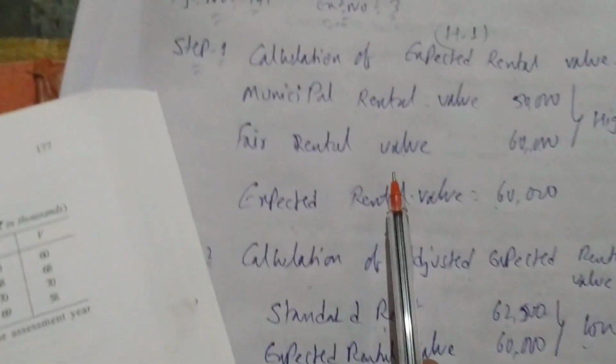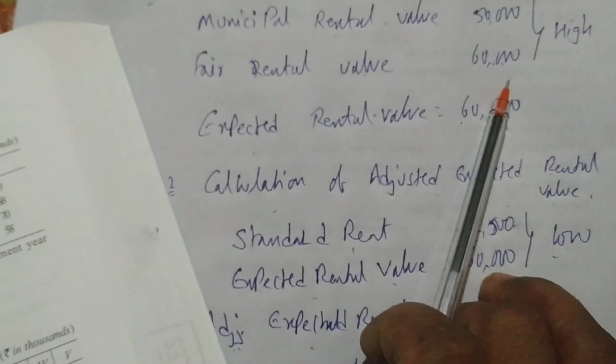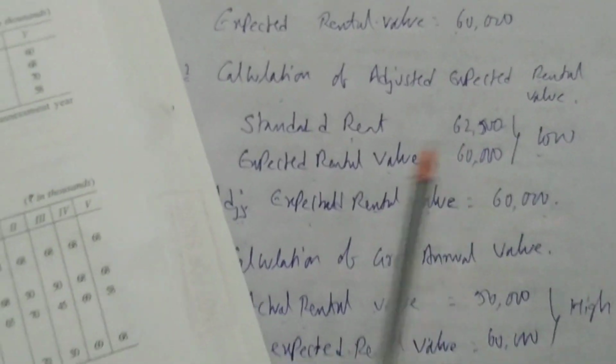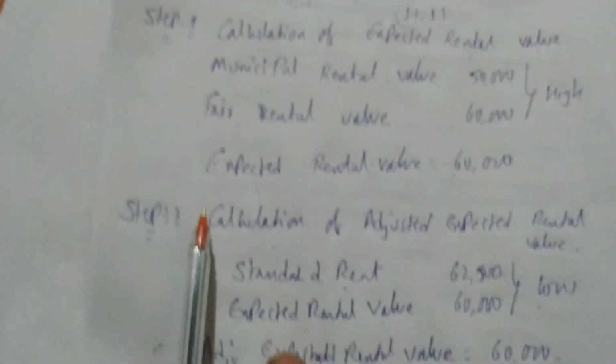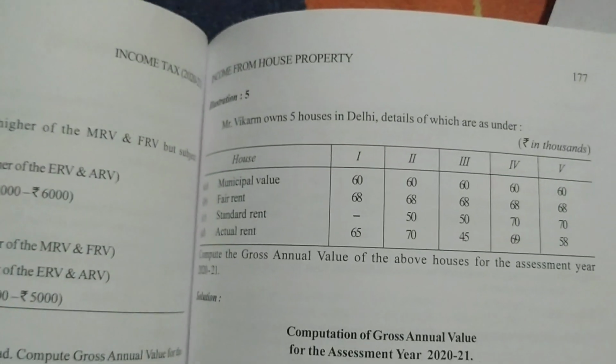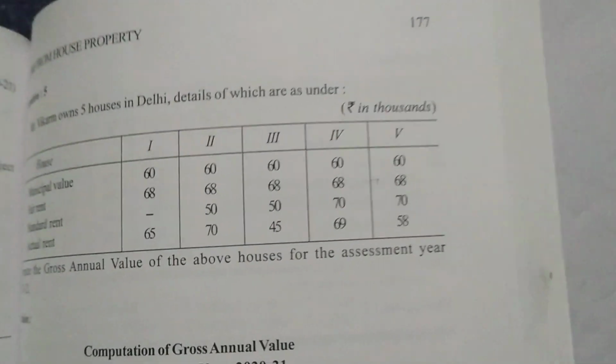These steps you follow: how to find out municipal rental value, fair rental value, ERV, adjusted ERV, and GAV. If you know how to find out these 3, the rest is just changing the numbers, and the format will be the same. You just have to change the numbers and solve the problem. So it's very easy. So I want you to solve these problems. This problem as homework, these 5 houses, and that one is number 175, third example.